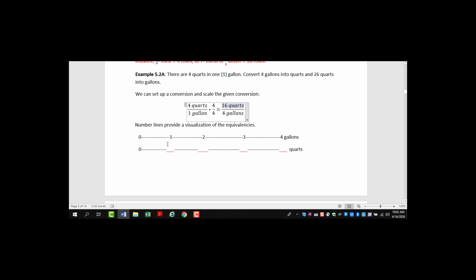So 1 gallon is 4 quarts. 2 gallons would be 8 quarts. So these line up vertically, these are equivalent, right? 3 gallons is 12 quarts, and finally 4 gallons is 16 quarts.